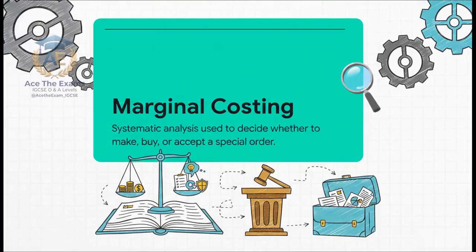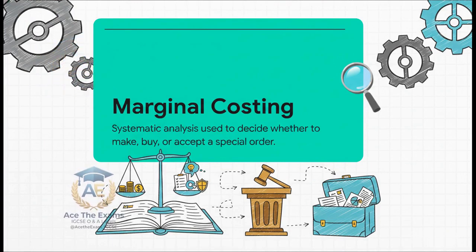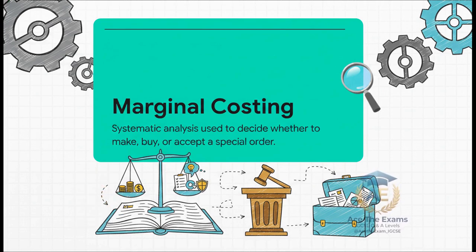So what actually is marginal costing for decision-making? If you think it's just about aggressively punching numbers into a calculator until an answer pops out, you need to recalibrate your radar immediately. It is the systematic analysis and evidence-based reasoning used to decide whether to manufacture a product in-house, purchase it from an external supplier, or accept a completely special one-off order.